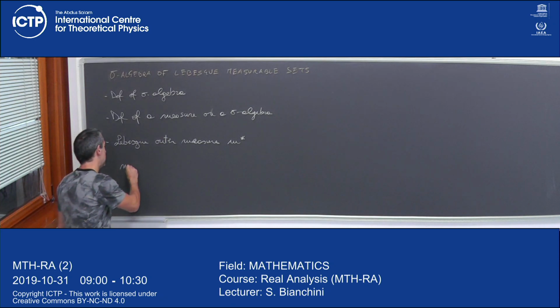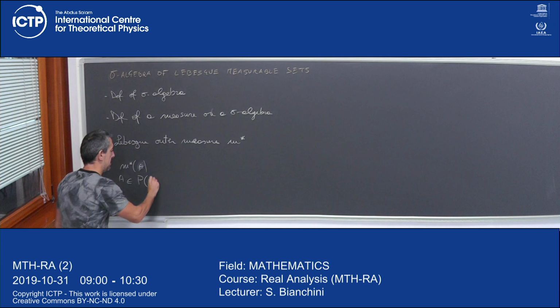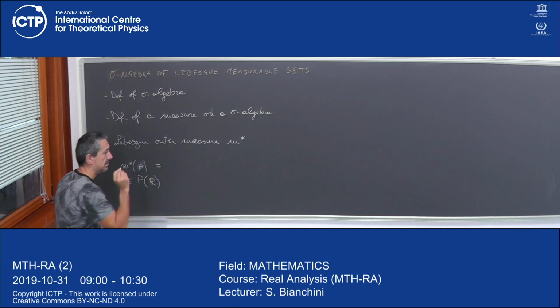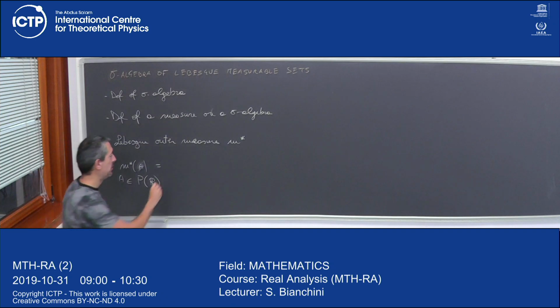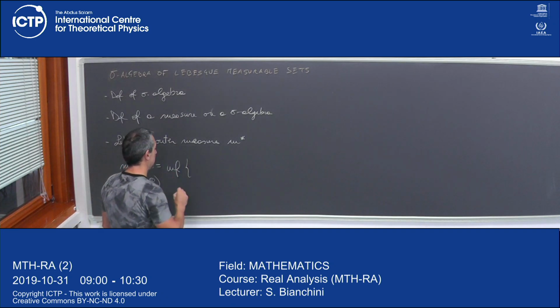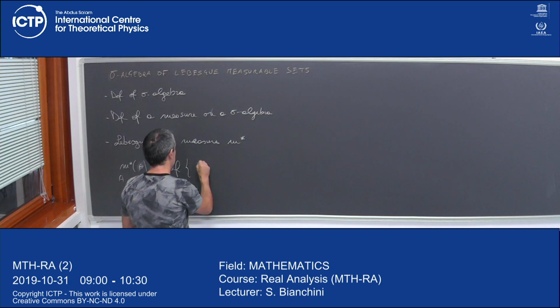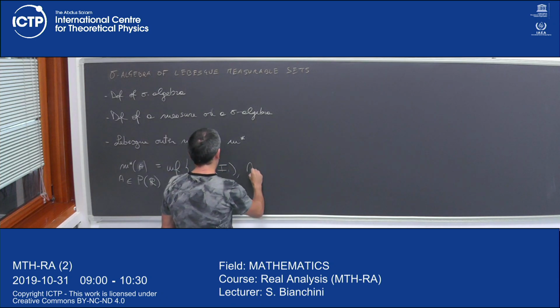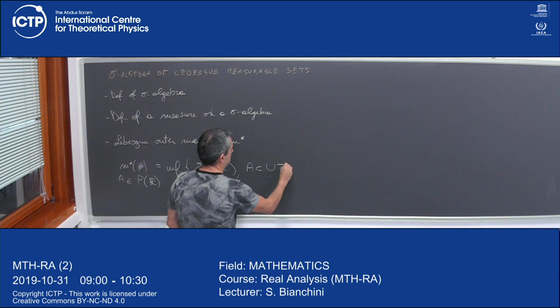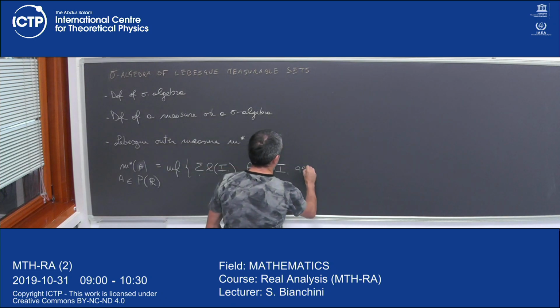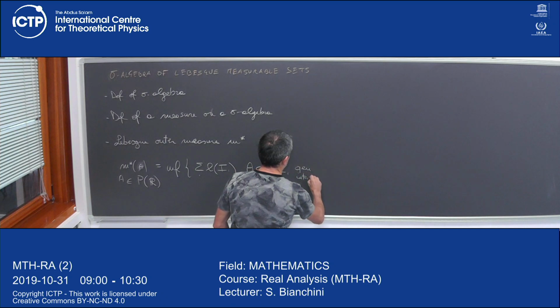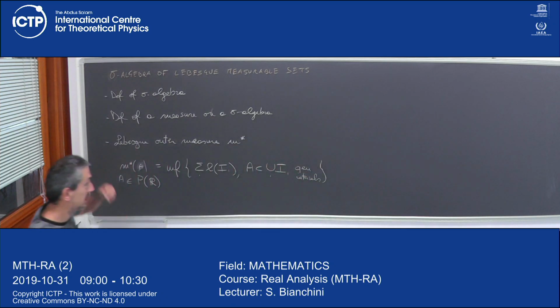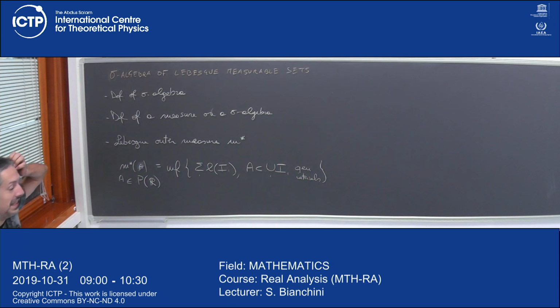So M star of every set A in the power set of R is equal to what? It is the infimum of the sum of the lengths of intervals, where A is contained in the union of the intervals, and these are open intervals. And now the thing is a little bit strange.